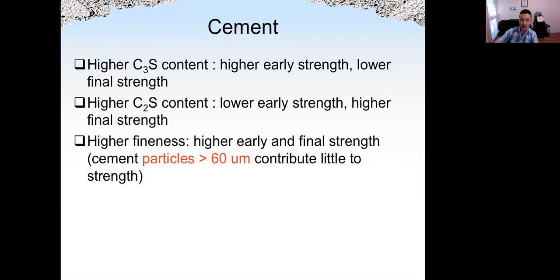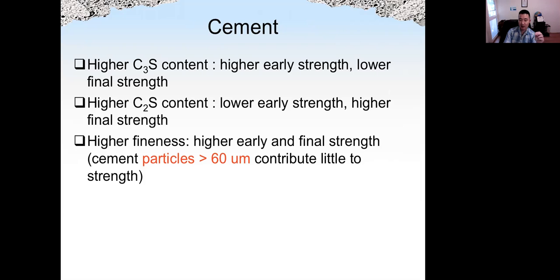And here shows how the cement composition affects the strength. I think many of the things we have discussed before. Okay, so let's look at a higher C3S content. We have a higher early strength but lower final strength. That is because the heat of hydration is different for different compounds.